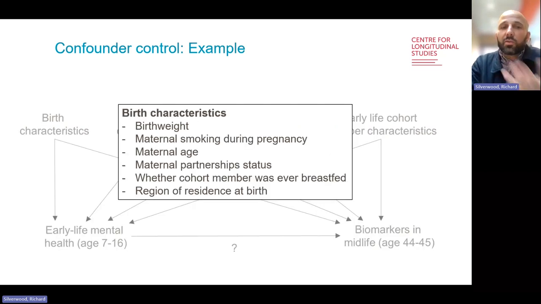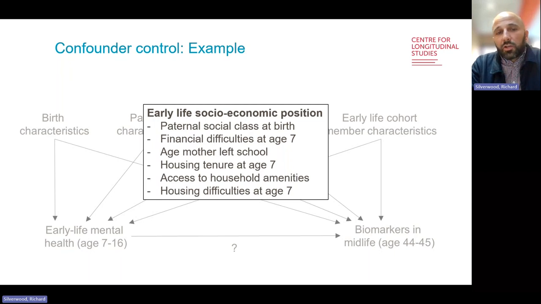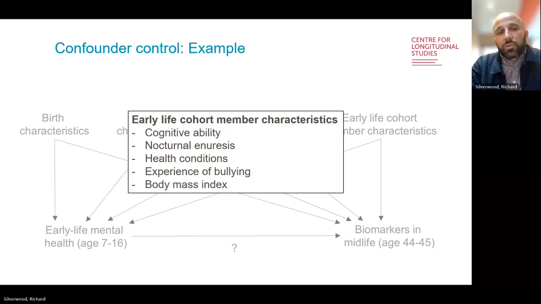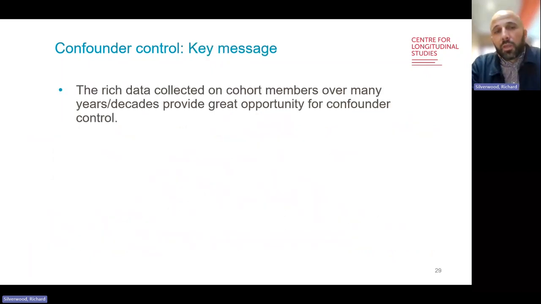So the sorts of birth characteristics that we might be interested in, there's loads and loads of these, but the list that I'm presenting here are those variables that the authors of this paper decided to control for in their analysis: birth weight, maternal smoking during pregnancy, maternal age, etc. Lots of information on parental characteristics, on early life socioeconomic position, observed across a number of different domains, and also cohort member characteristics. And so these things were adjusted for in the analysis in an attempt to control for potential confounding as much as possible. So this is a fairly typical type of analysis that will be undertaken with cohort data. And a reason that people often do this type of analysis in this type of data set is that we've got these very rich data that provide great opportunity for confounder control.